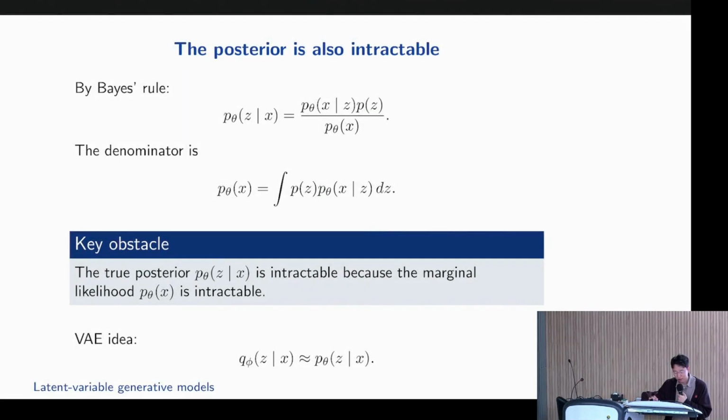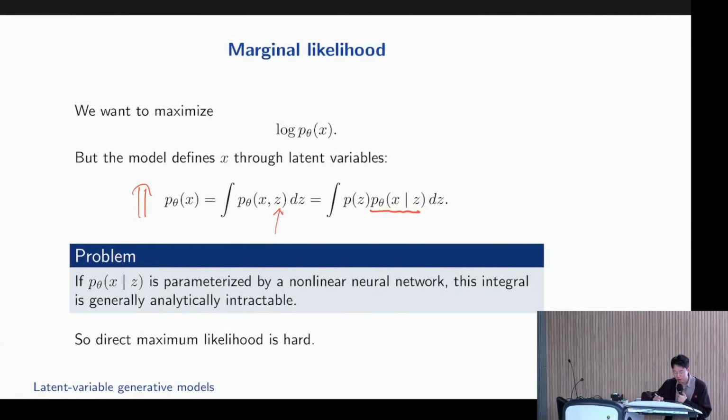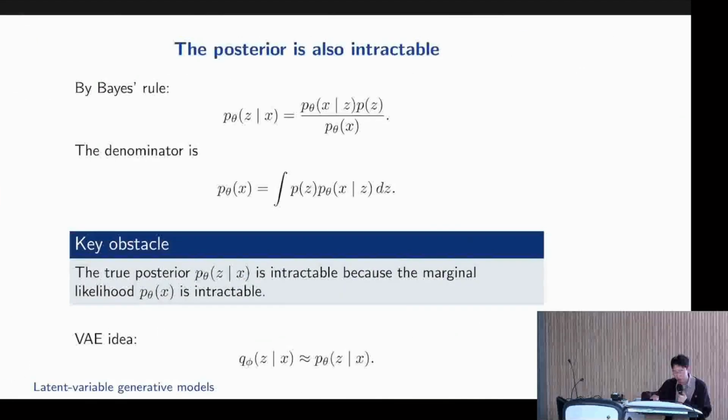Let's look at this more closely. P of x given z, by Bayes' rule, is related to the posterior P of z given x. This denominator is again our likelihood term. So it turns out the true posterior is also intractable by the same logic. So we would like to approximate this with a neural network Q.